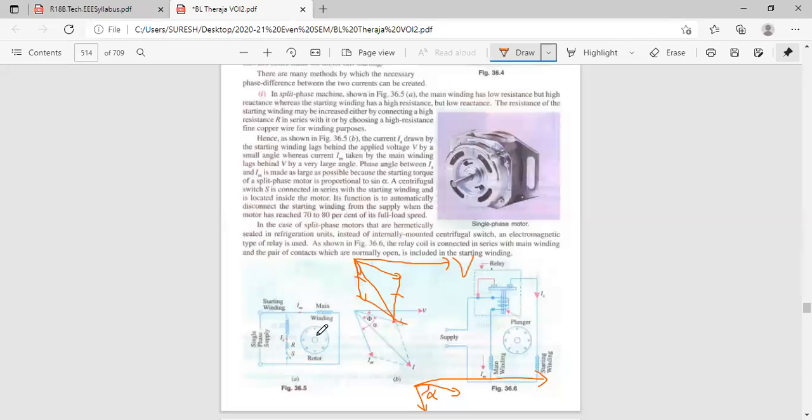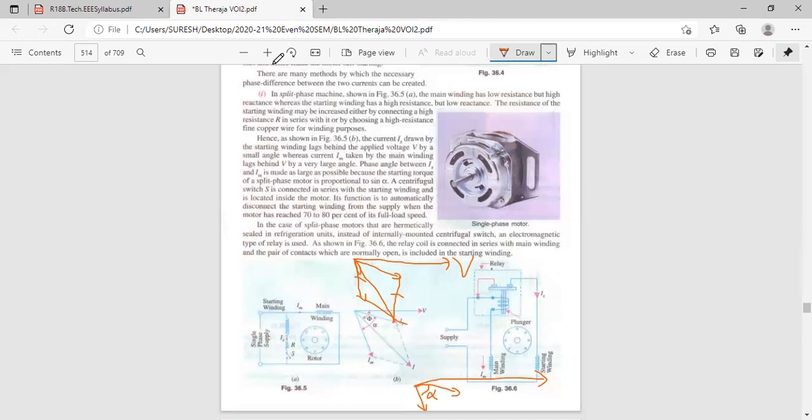When the rotor is rotating, that is correct. But at what speed? When it reaches 70 to 80% of full load speed, the switch automatically opens. There is no necessity of the starting winding now. Now our rotor is running with only one winding, that is our main winding. In case of a split phase motor, this is not necessary.